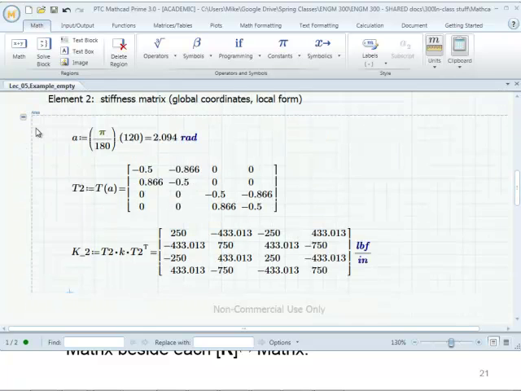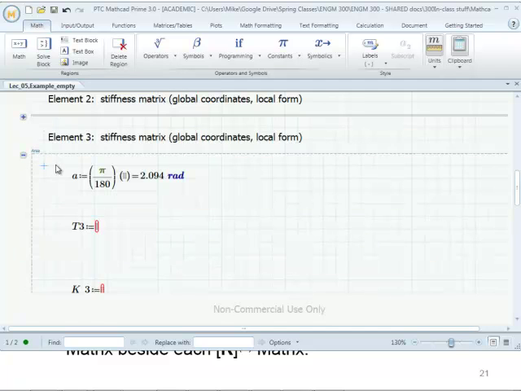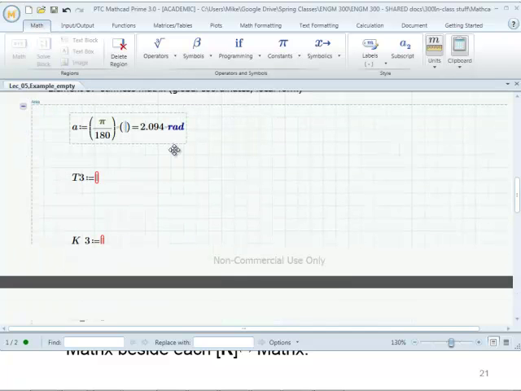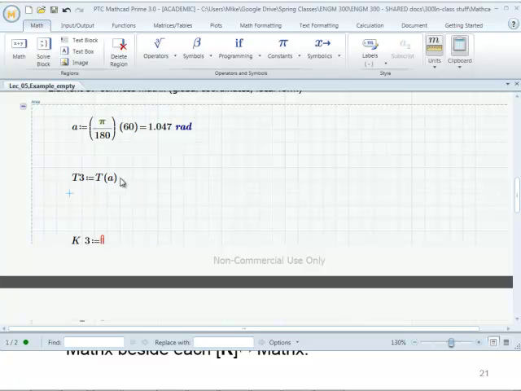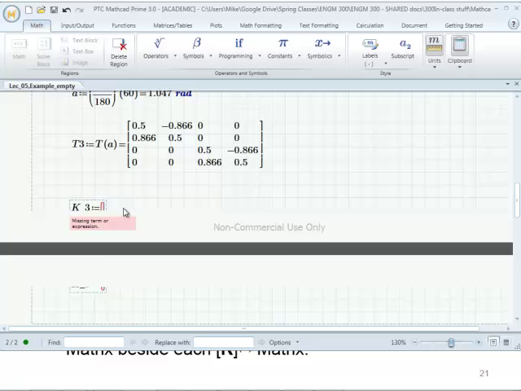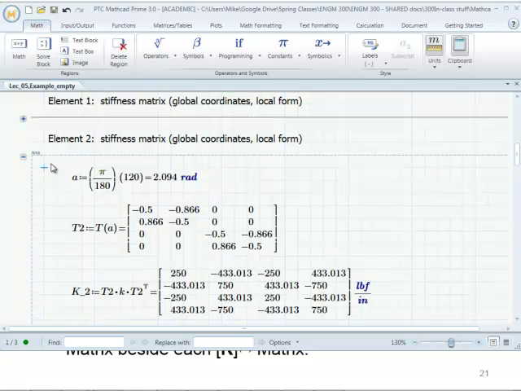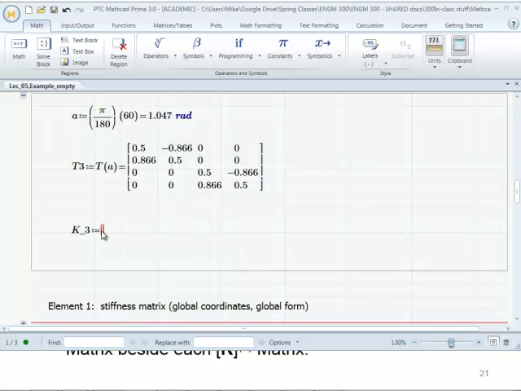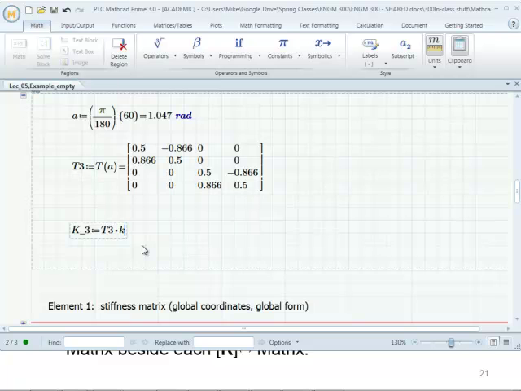So we can see what happens now with element 3. So we go to element 3. Which angle? What do we got for element 3? 60 degrees. All right. And T3 is going to be T as a function of A. And then our stiffness value there, that's kind of cheating over the page here. Let me go down here. So we got T3 times K times T3 inverse.